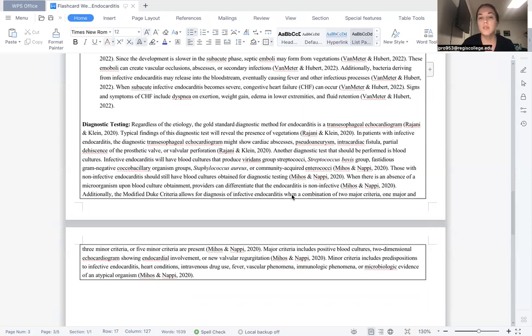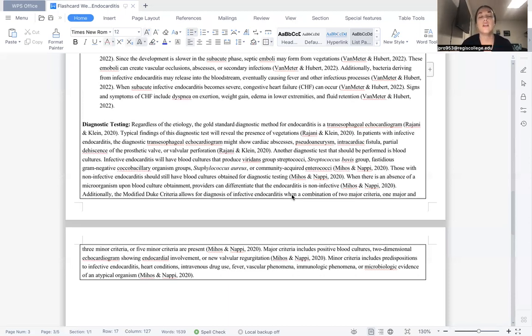It's really important that the other diagnostic test being conducted is blood cultures, and multiple sets of them. Those who have infective endocarditis, we are going to see growth. That's going to produce different types, such as the viridans group streptococci, the Streptococcus bovis group, the fastidious gram-negative coccobacillary organism groups, Staphylococcus aureus, which we mentioned earlier, or acute community-acquired enterococci.